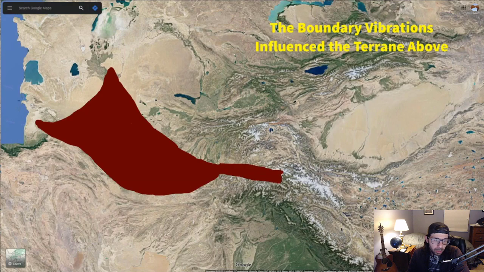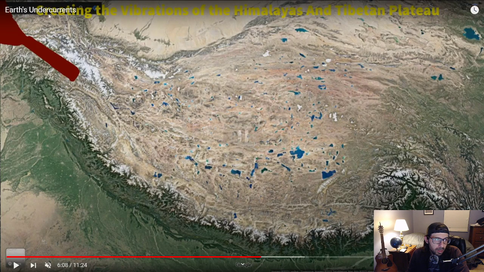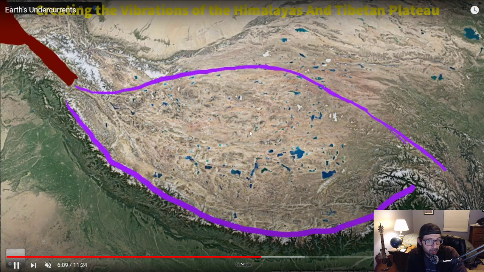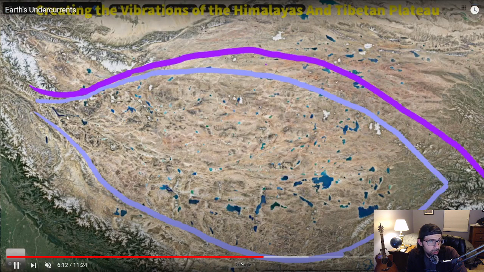Influence the terrain above, creating the vibrations of the Himalayas and Tibetan Plateau. There's one that goes over here and goes way past, like way up here even. I'm not sure how far I drew. This one goes up here. This one here kind of goes the whole way across, with like an eyeball here.